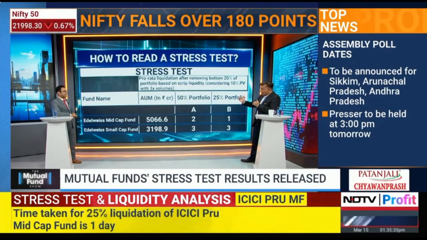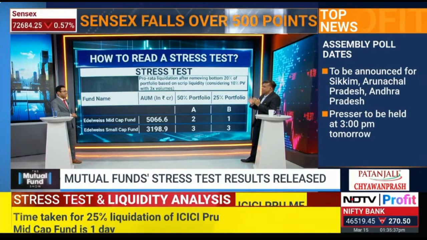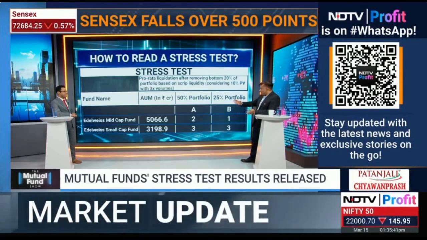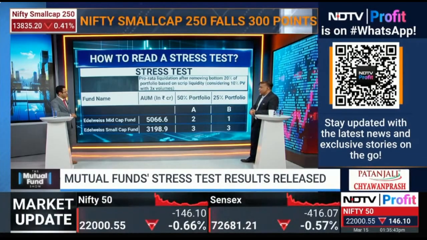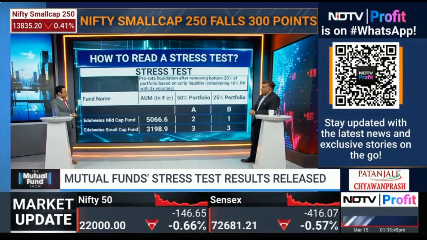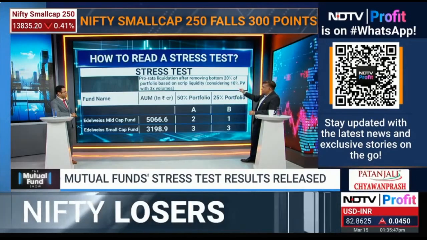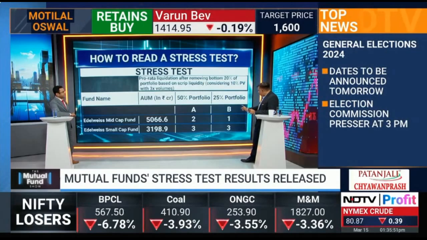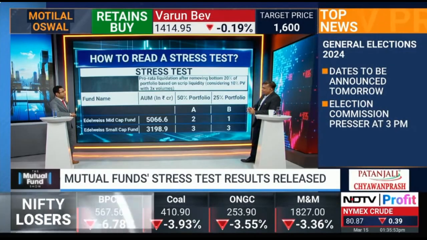So for mid and small cap, these two categories, this analysis was actually done. And let's say in our case, if you look at it for the mid-cap fund, it'll take about 2 days to liquidate 50% of the portfolio, assuming these characteristics hold true, and about 1 day for 25% of the portfolio. That's very quick, right?